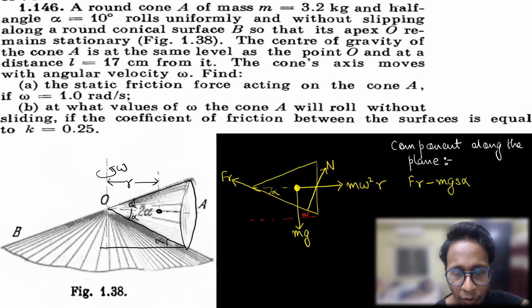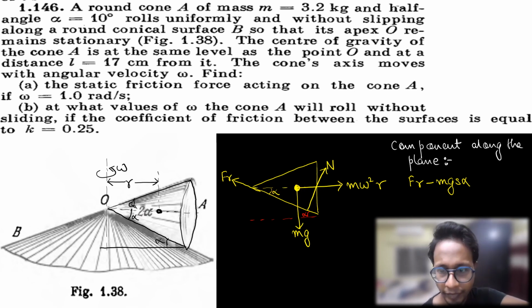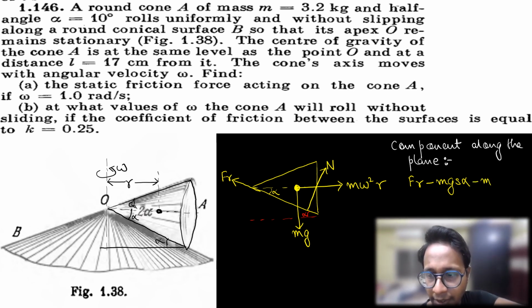What is the component of this centrifugal force along this line? See, if I shift this straight line along here, the angle this straight line makes with this plane is nothing but alpha. So minus m omega square r cos alpha. Are there any other forces along this component? No. The normal force is perpendicular to this component, so the component of normal force along this line would be equal to 0.